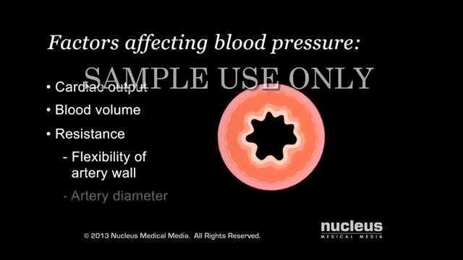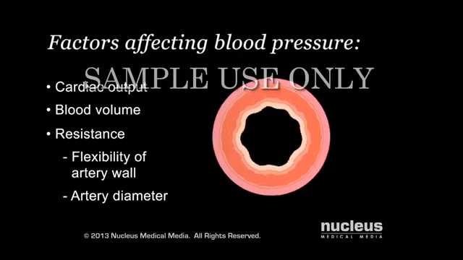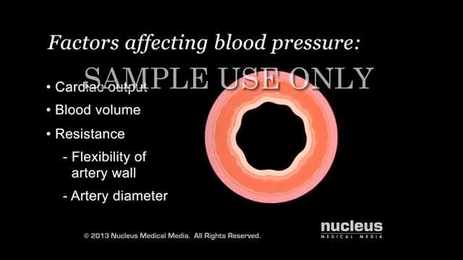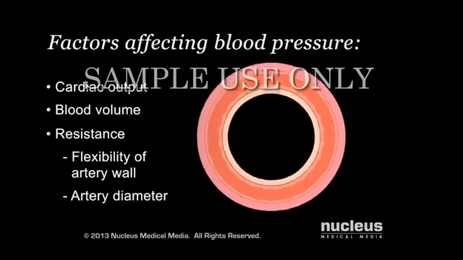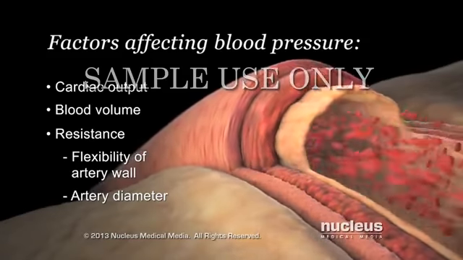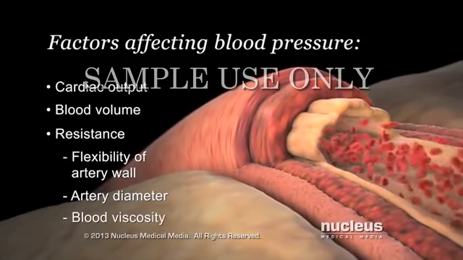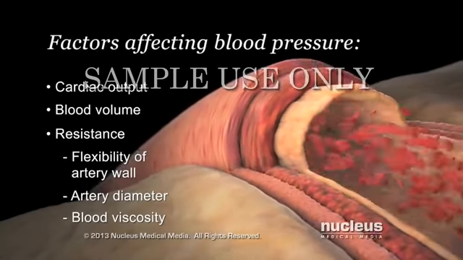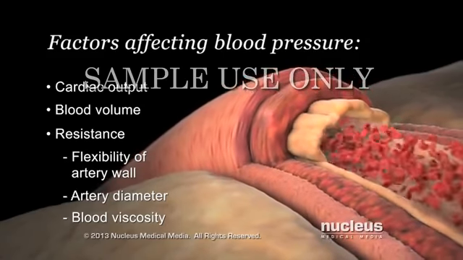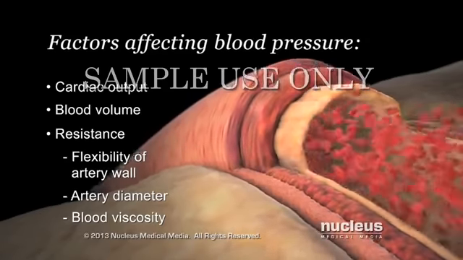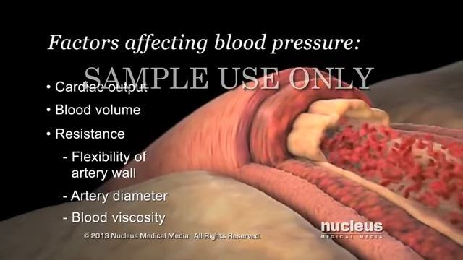Another resistance factor is the diameter of your arteries. Your body is able to increase the diameter of your arteries to lower your blood pressure, or reduce the diameter to raise your blood pressure. A third resistance factor is blood viscosity, or thickness. In your blood, more particles, such as proteins and fat, increase viscosity. If your blood is thicker, your blood pressure goes up as your heart works harder to push it through your arteries.